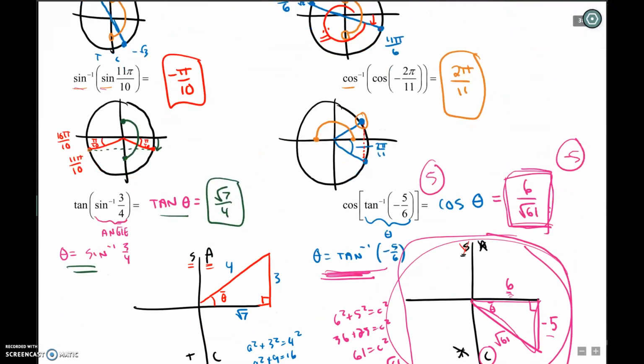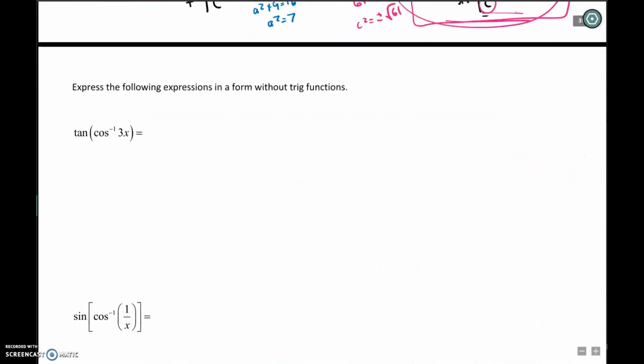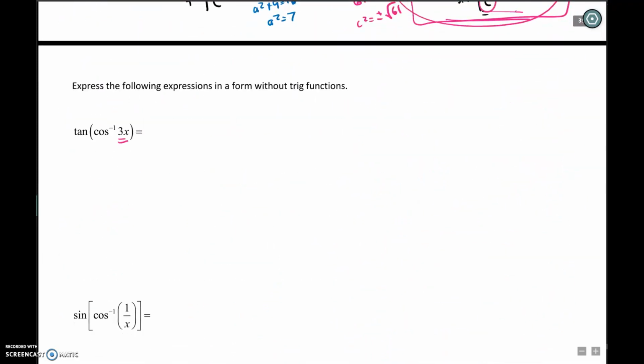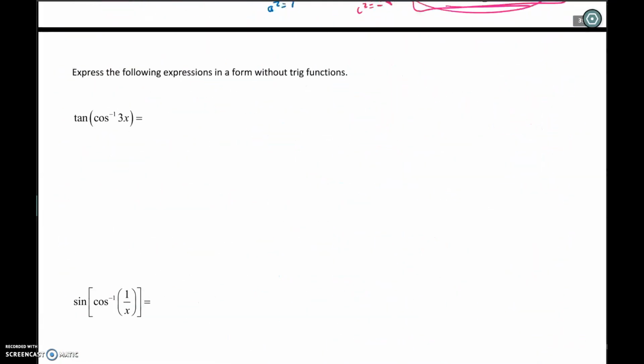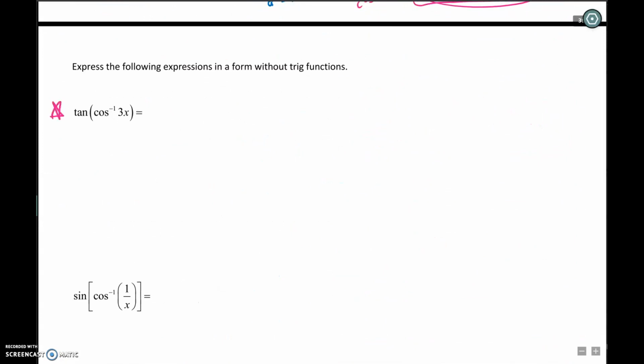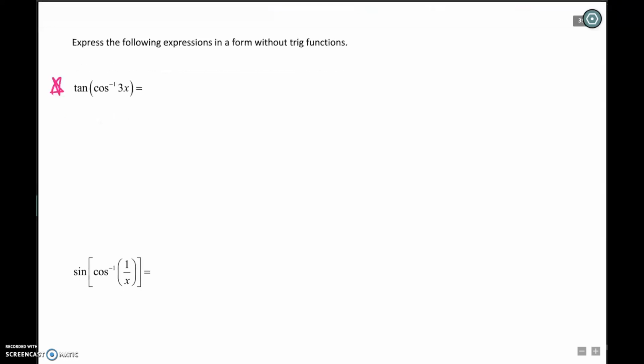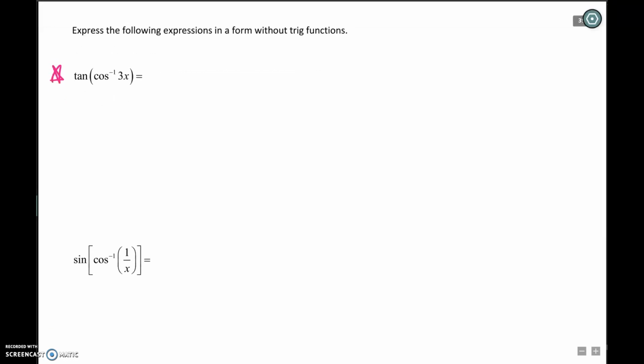All right, so now these were given actual ratios. Here we're given variable ratios. And you might say, well, why do I need to know any of this stuff? But these types of problems you kind of encounter in calculus. So that's kind of why we're doing them. Express the following expression in a form without trig functions. Well, you're taking the inverse cosine, so this is still a ratio. It's just a ratio with a variable.